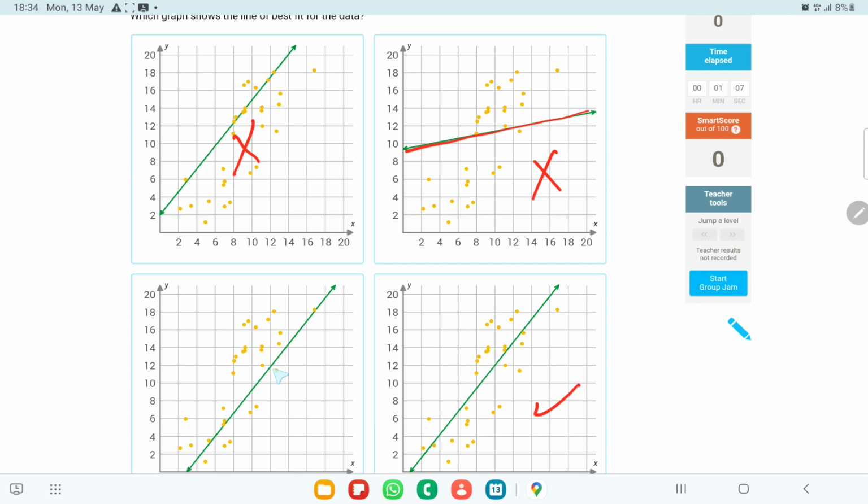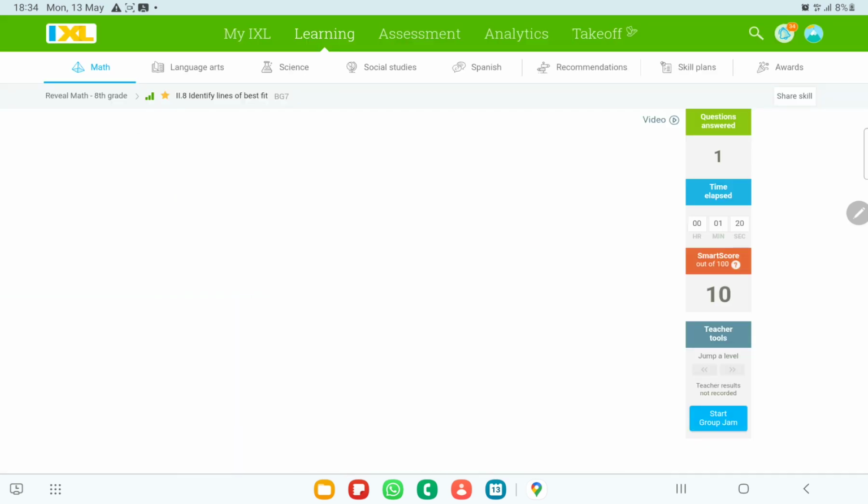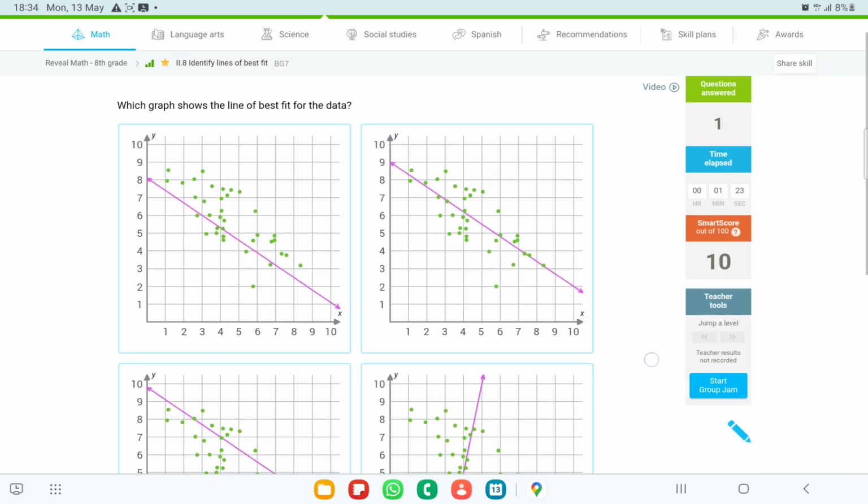Why isn't this the line of best fit? Because the number of points up is more than the number of points down. So this one is not correct. So the correct one, yes, is this one. Very good. And so on. This is the idea of the line of best fit.